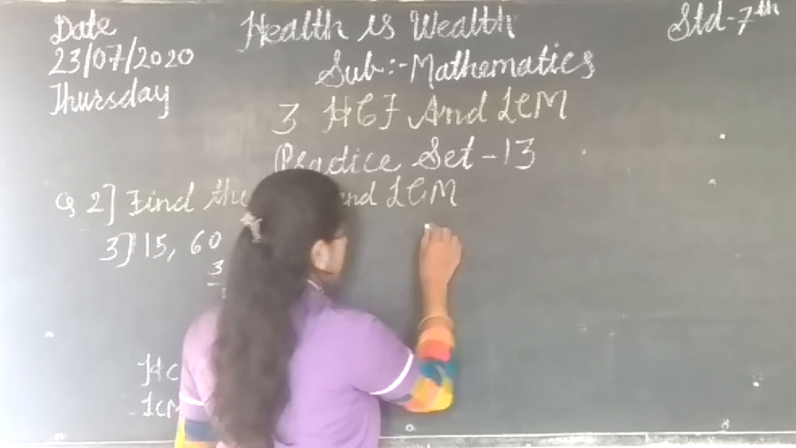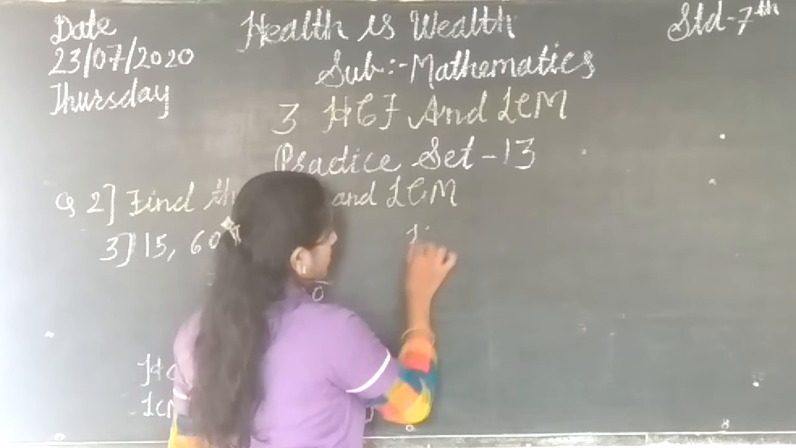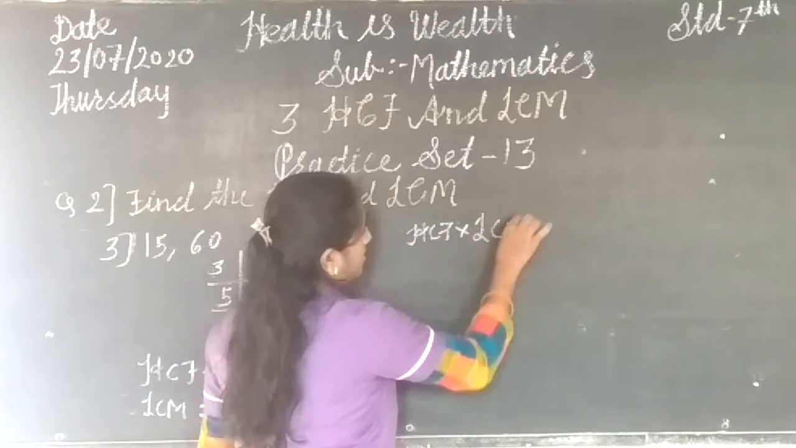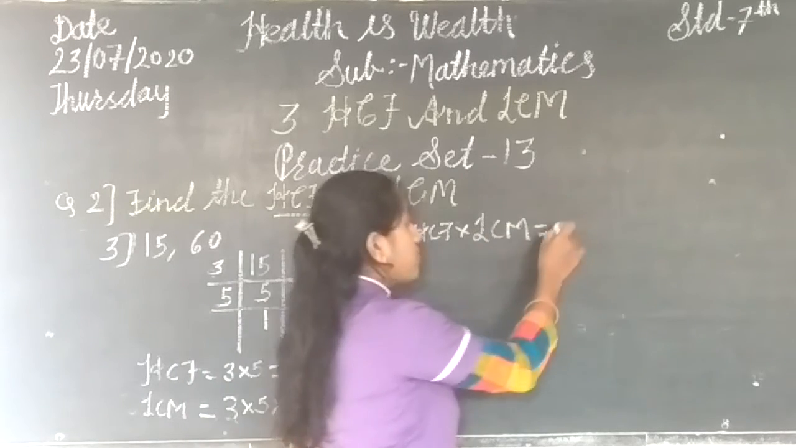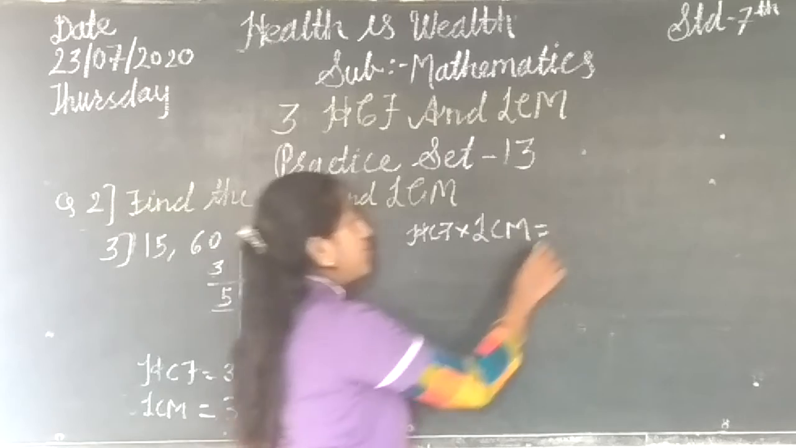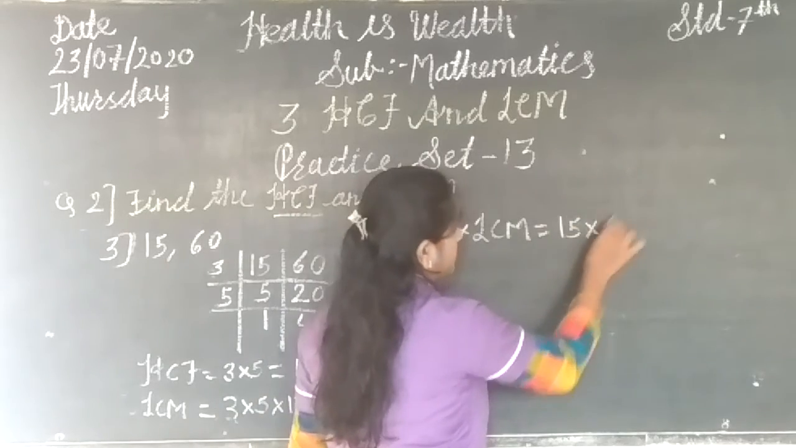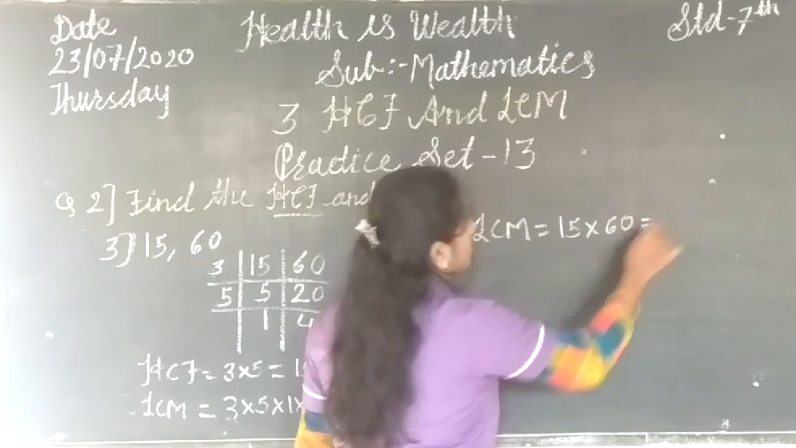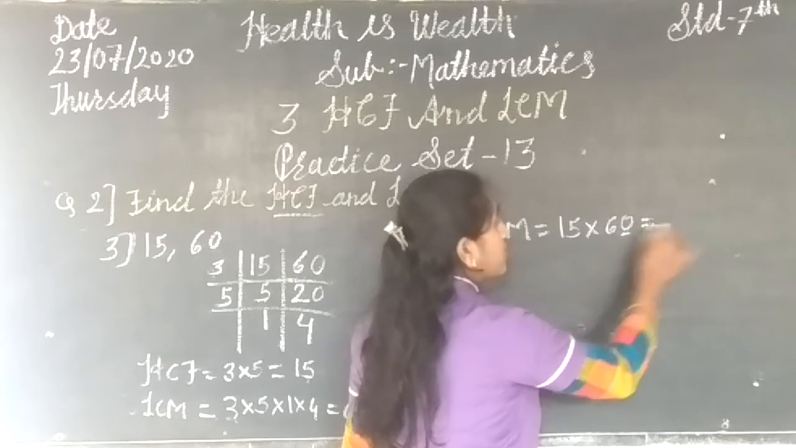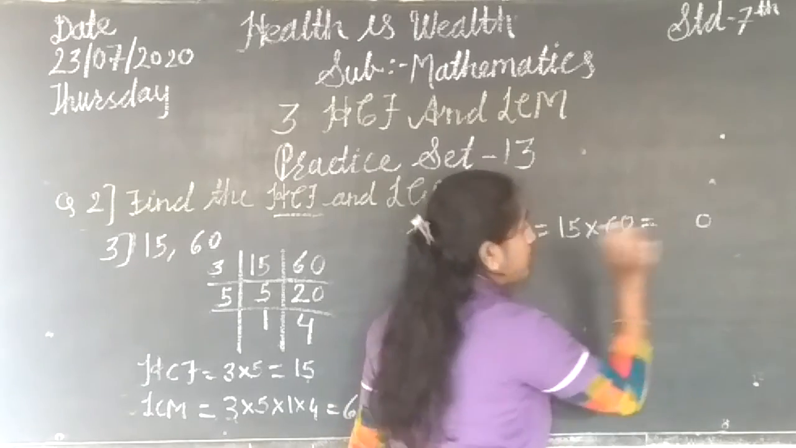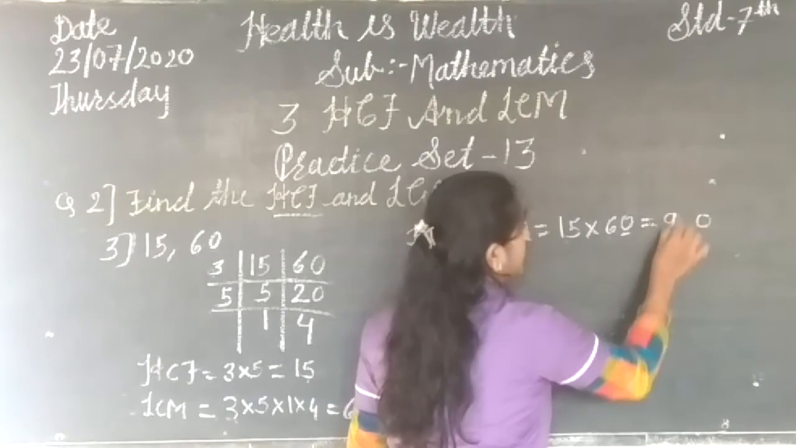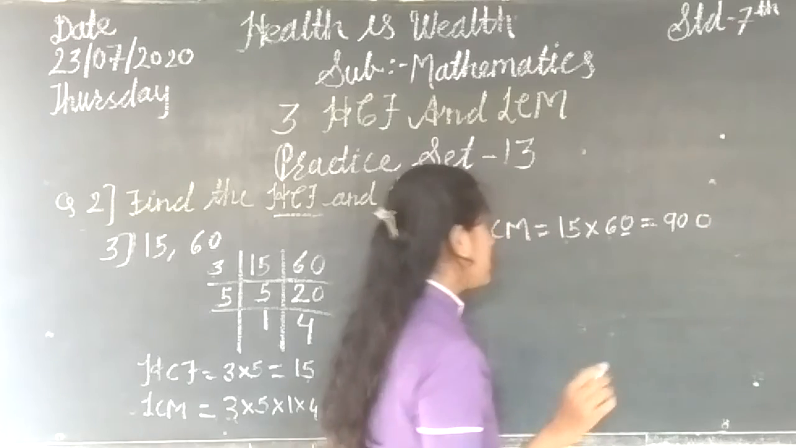Now verification. HCF into LCM. What is our HCF? HCF is 15 and LCM is 60. Then what will be the answer? See, whenever there is a 0, you have to keep 0 as it is in the unit place and multiply 15 into 6. That is 90.